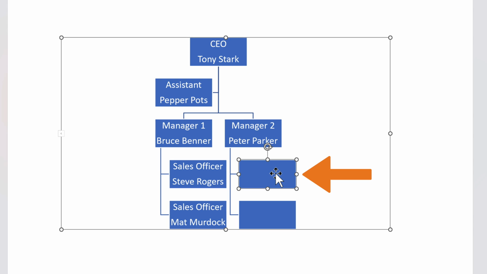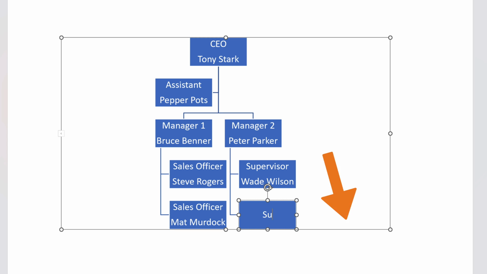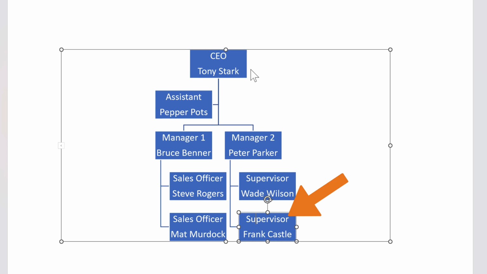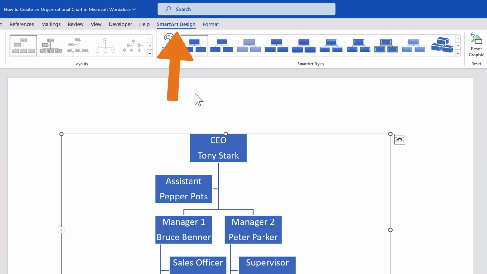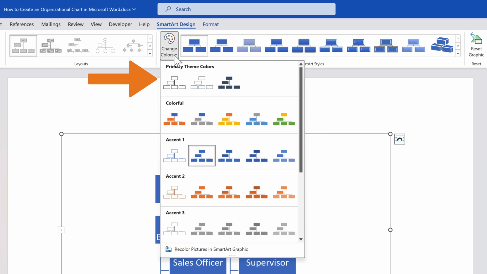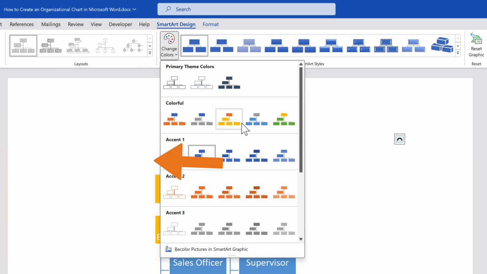Now, just click on each shape and name it. In this case, it's going to be the two supervisors, Supervisor Wade Wilson and Supervisor Frank Castle. If you want to change the color of the hierarchy chart, just click on the chart, and in the SmartArt Design tab, click on Change Colors. You can choose from predefined colors.